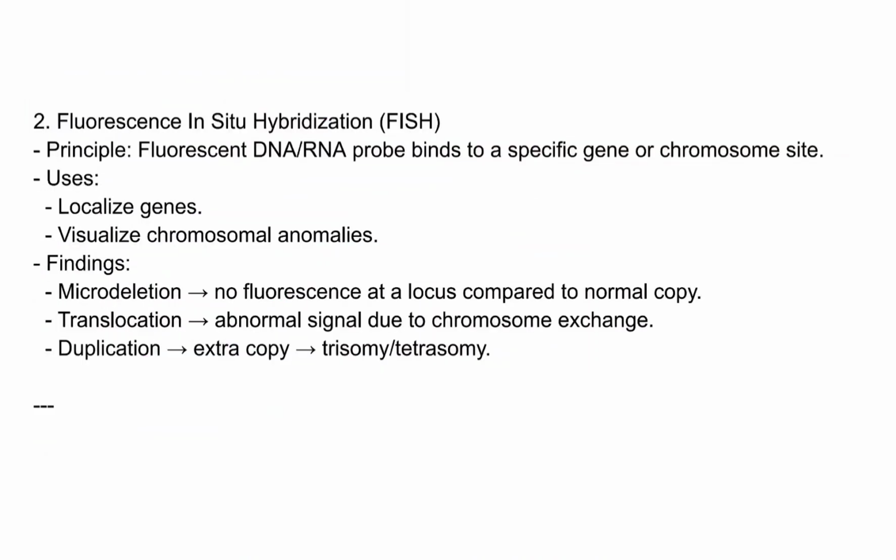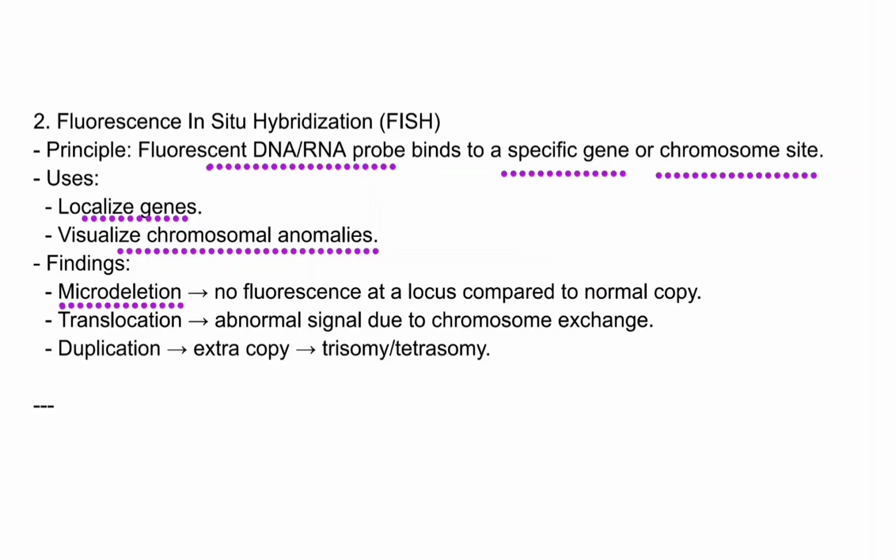Now we will study fluorescence in situ hybridization, or FISH. We will discuss its principle, uses, and findings. A fluorescent DNA or RNA probe binds to a specific gene or chromosome site. So it is used to study genes and chromosomal anomalies. Fluorescence in situ hybridization is used to localize genes and visualize chromosomal anomalies.